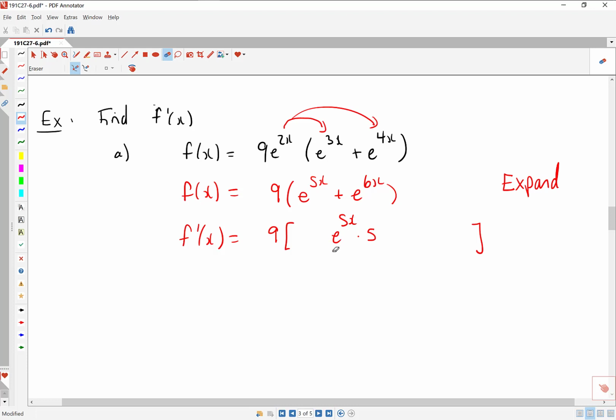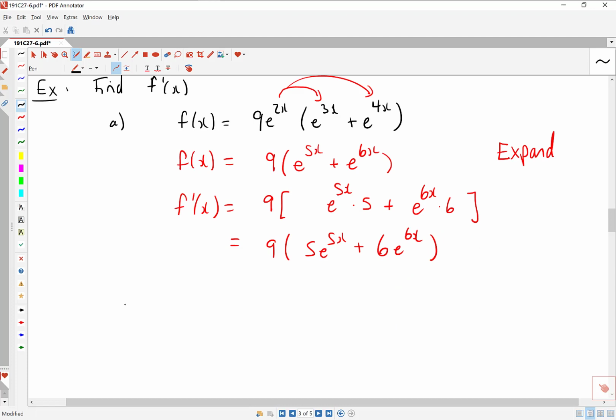Okay, so we got e^(5x) times 5, plus for our second term, we'd have ln e times e^(6x) times 6. So in other words, 9 times (5e^(5x) + 6e^(6x)) is our derivative.